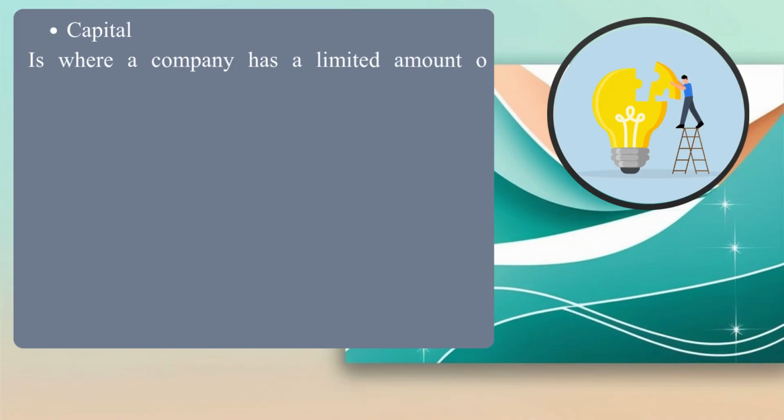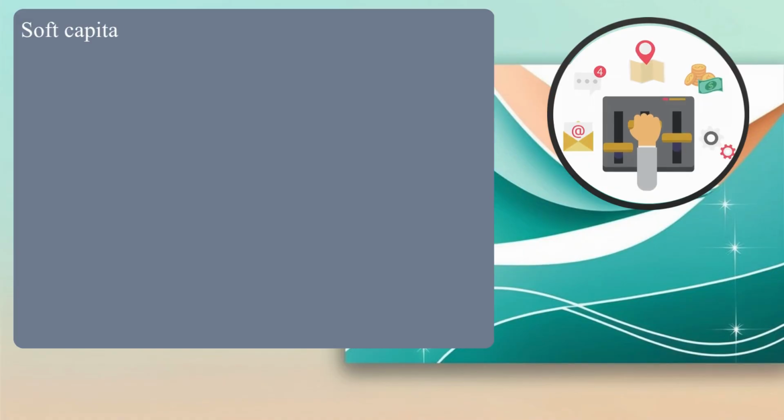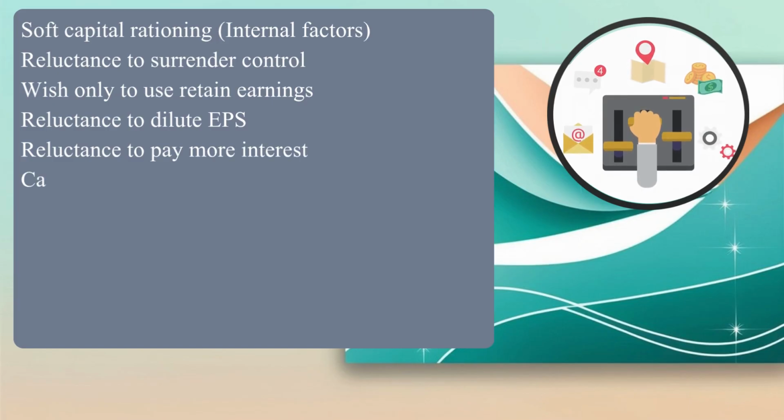Capital rationing is where a company has a limited amount of money to invest, and investments have to be compared in order to allocate monies most effectively. Soft capital rationing, internal factors: reluctance to surrender control, wish only to use retained earnings, reluctance to dilute EPS, reluctance to pay more interest. Capital expenditure budgets.